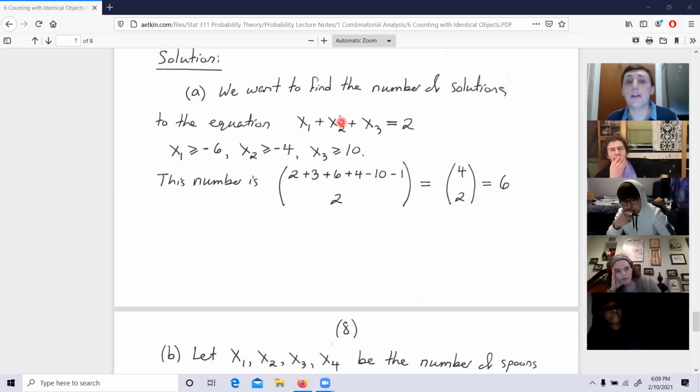Good. So then the number of ways to do that is 2 plus 3 plus 6 plus 4 minus 10, and then minus 1, and the result will be 4 choose 2, which is 6.